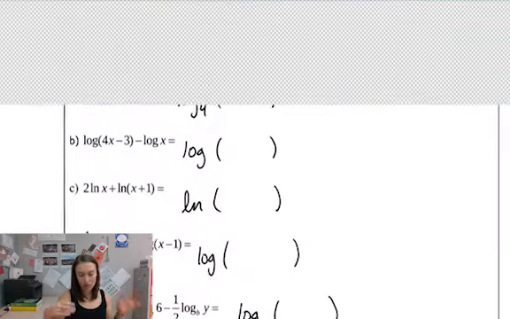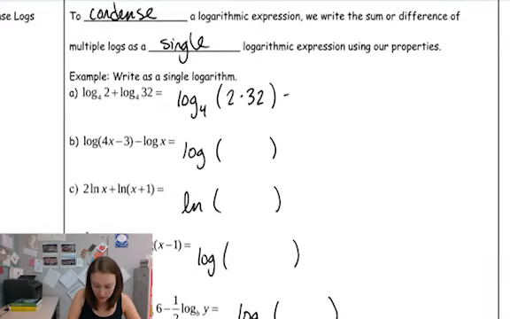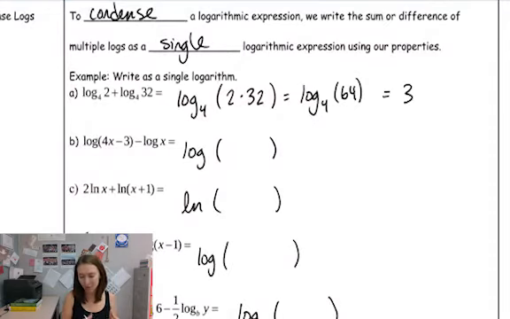So that's kind of our goal for each one of these, is to have just a single log, nothing in front of the log, not multiple logs, and just everything else inside the argument of that log. So if it's being added together, we're going to multiply the two pieces inside here. I can simplify this. So log base 4 of 64, which ends up being 3. 4 to the 3rd power is 64.